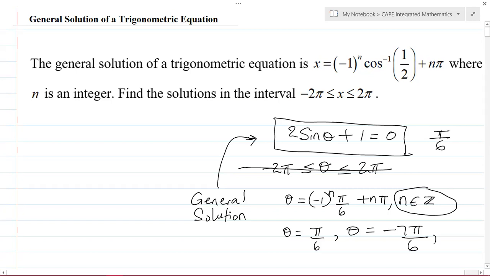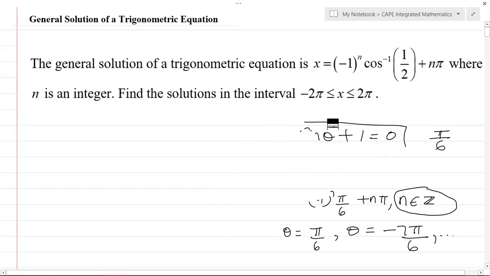And of course, you could go on and on and on. There are infinitely many solutions. There's an infinite set of solutions that you can use that will make this equation be satisfied. All right, so that's it for that. So we're gonna focus on the question now.